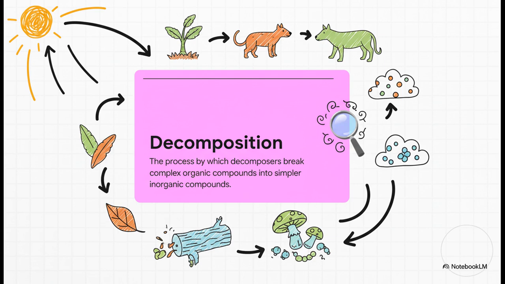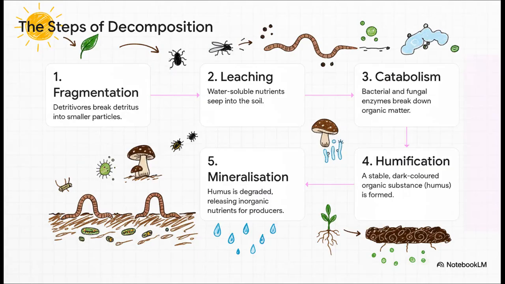All that dead organic matter, which has a great name, by the way, it's called detritus, is broken down by this hidden army of decomposers, like bacteria and fungi. They take complex organic molecules and return them to simple inorganic forms that the producers can use all over again. And it's not just one step, it's a whole process.